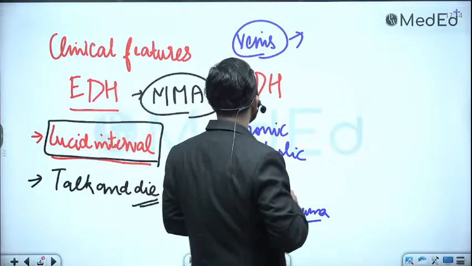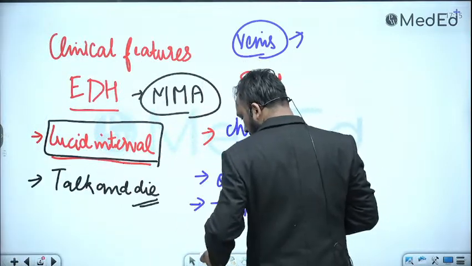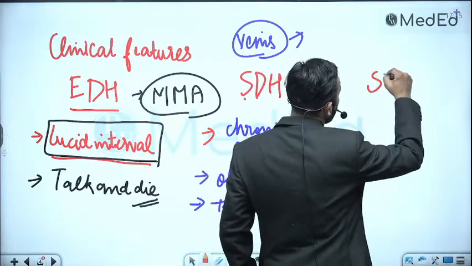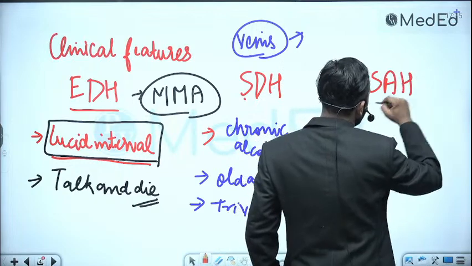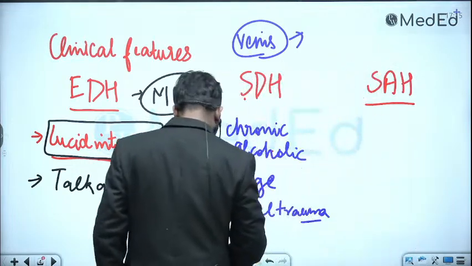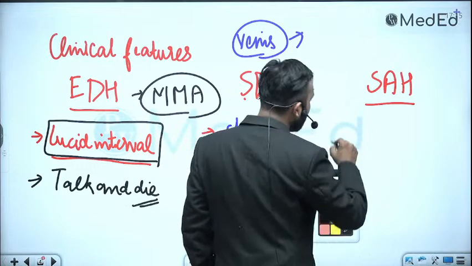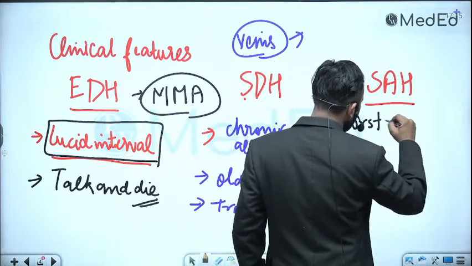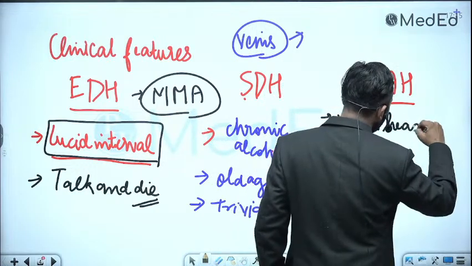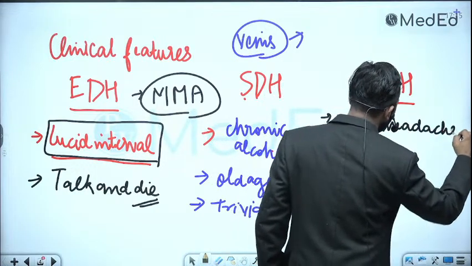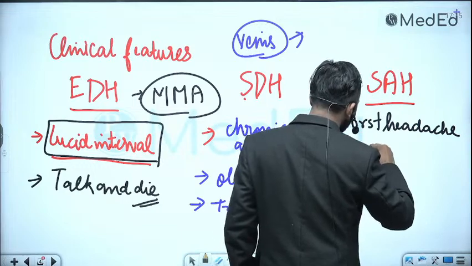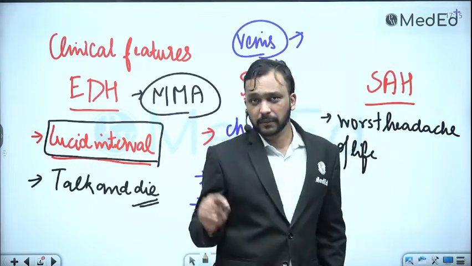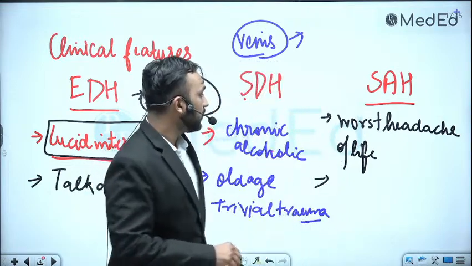And talking about subarachnoid hemorrhage, what will be the history given to you in this case? The history will be the worst headache of life, and it is due to the rupture of the aneurysm.